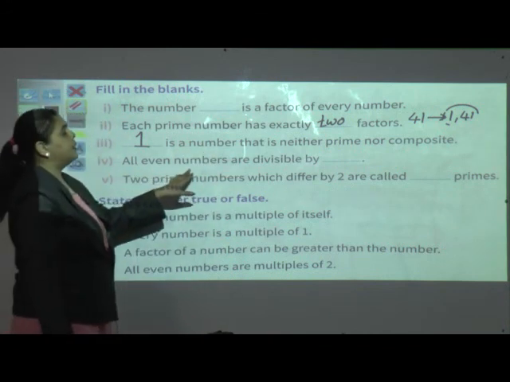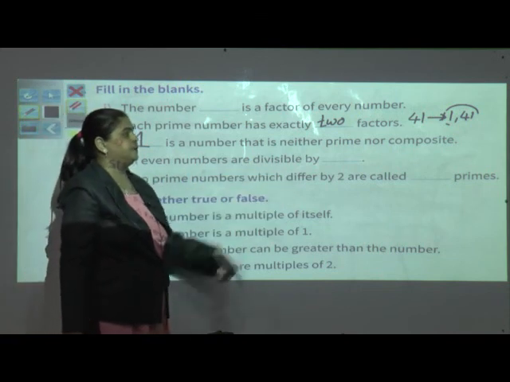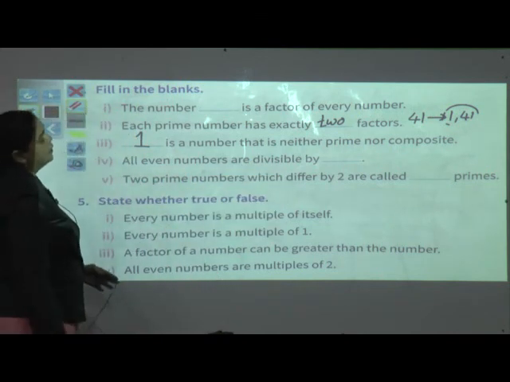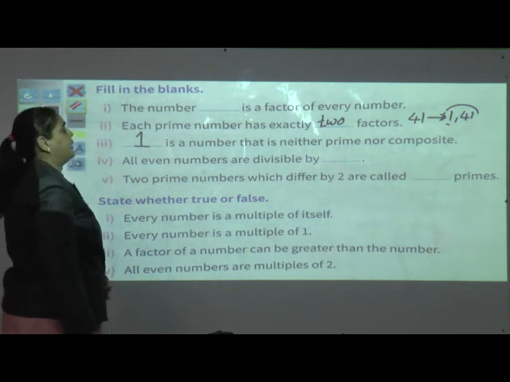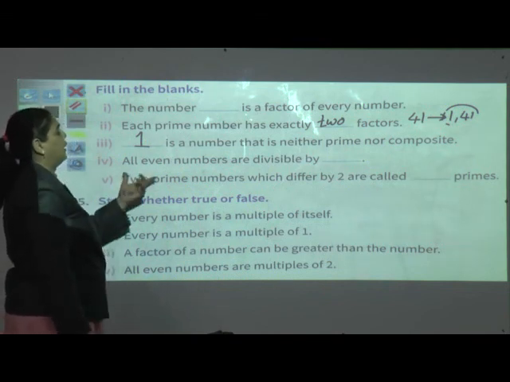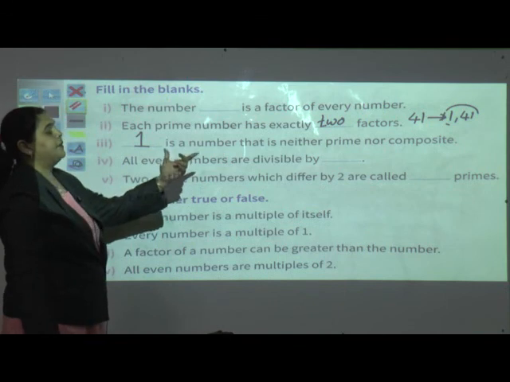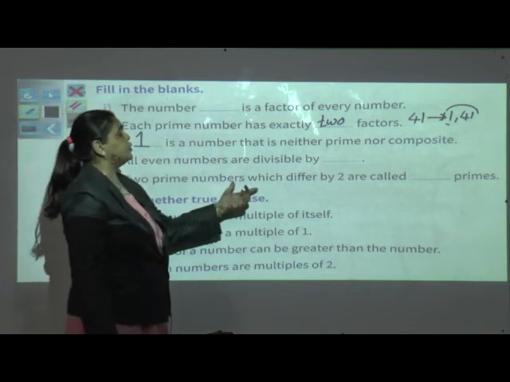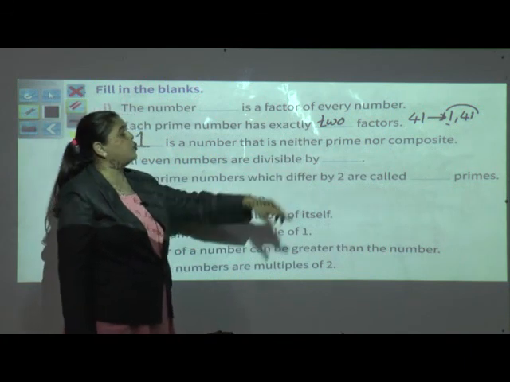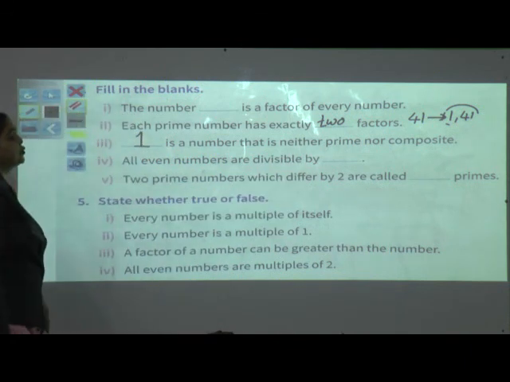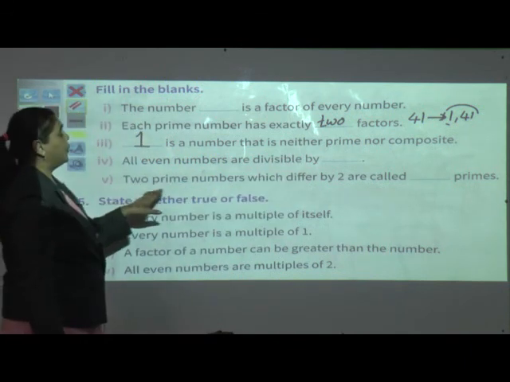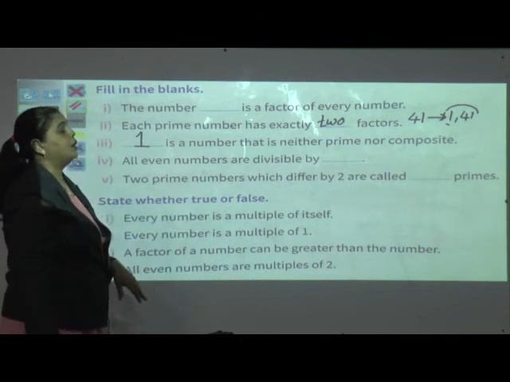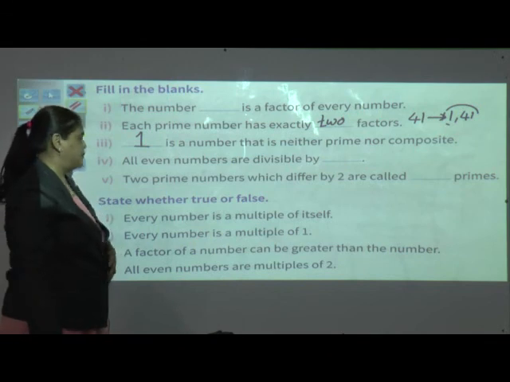All even numbers are divisible by dash. All even numbers are divisible by 1, the number itself, and 2 also. So we can say all even numbers are divisible by 2. The two prime numbers which differ by 2 are called dash prime numbers. The two prime numbers which differ by 2 are called co-prime numbers.